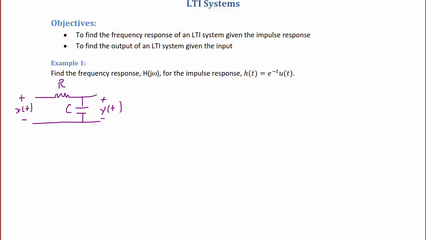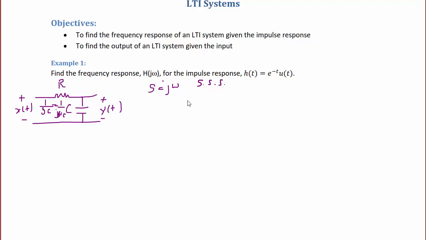So here we have an RC circuit with an input x of t and an output y of t. There are several ways to do this, but we're going to do it using phasor analysis or Laplace analysis. If we were doing Laplace analysis, we would rewrite the capacitor as 1 over sC. Or if we were doing phasor analysis, we would rewrite the capacitor impedance as 1 over j omega C. Remember, we talked about before that s is equal to j omega for sinusoidal steady state.